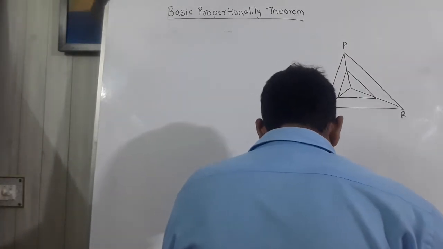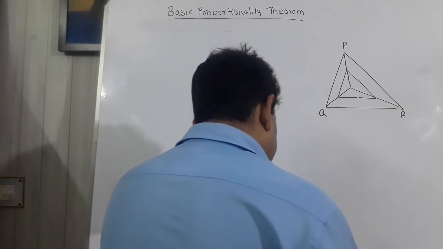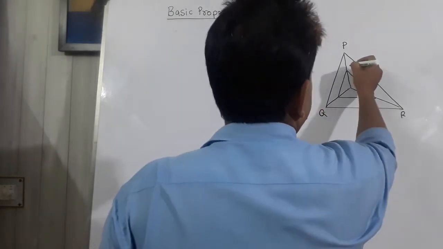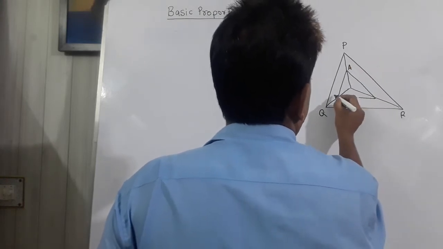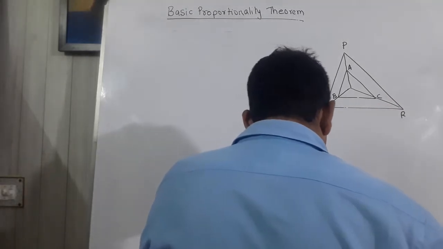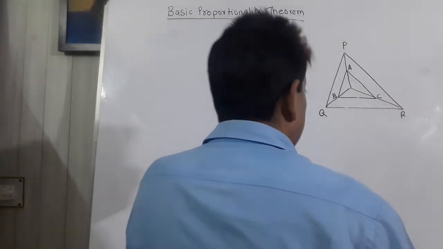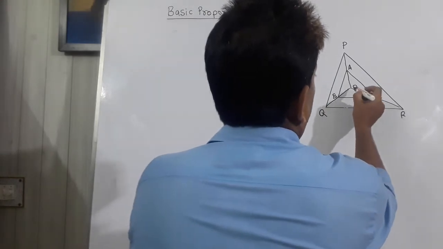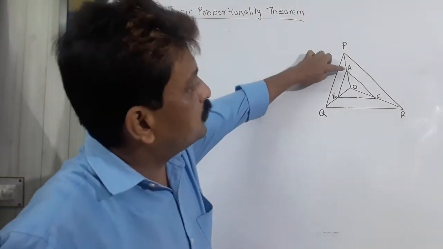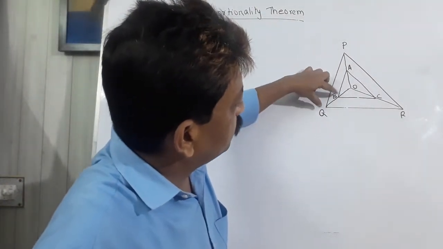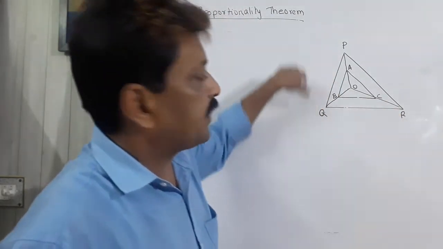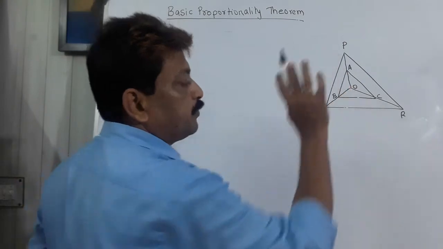It is given in the question. A, B and C are points on OP, OQ and OR respectively. This is A, this is B and this is C. A is the point on OP, B is the point on OQ and C is the point on OR of triangle PQR, where O is any point inside the triangle.